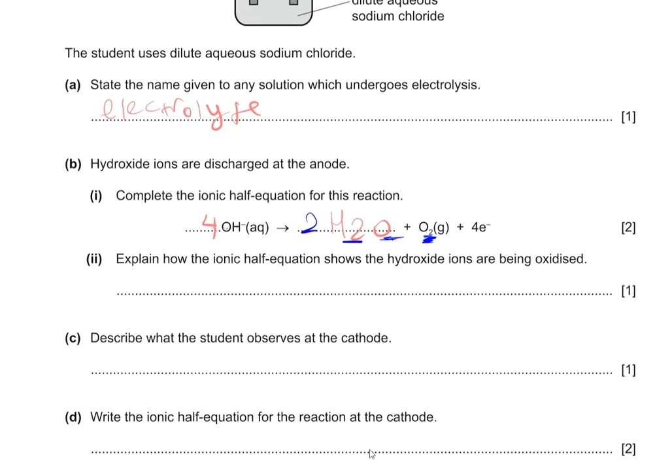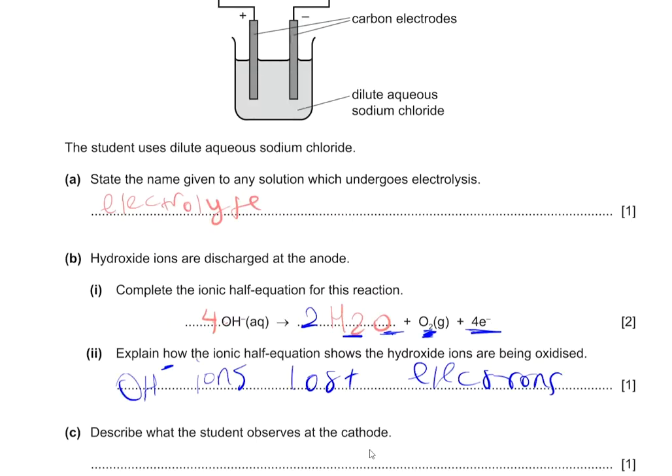Explain how the ionic half equation shows the hydroxide ions being oxidized. So as we see here, the hydroxide ions lost electrons because electrons were products. So we're going to say that OH- ions lost electrons.